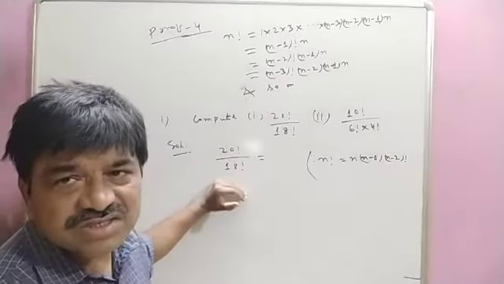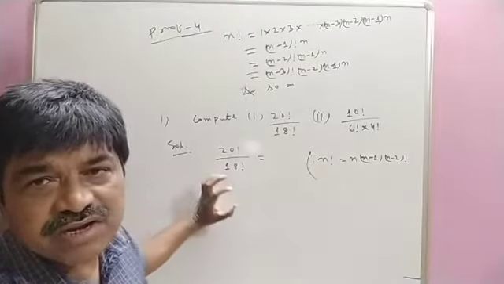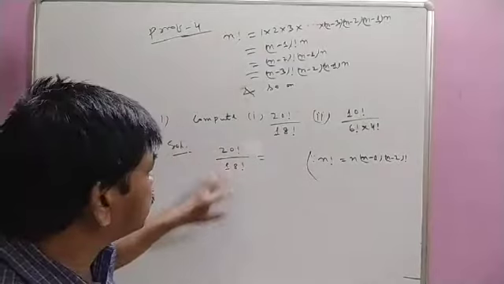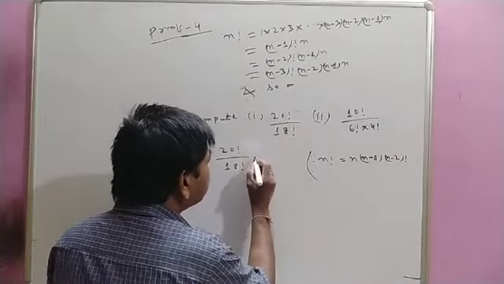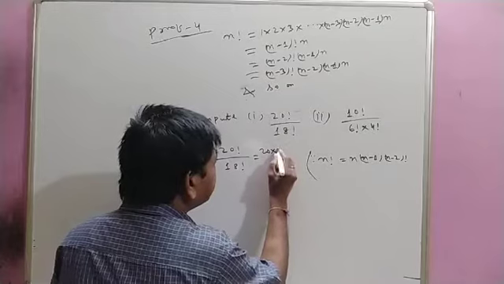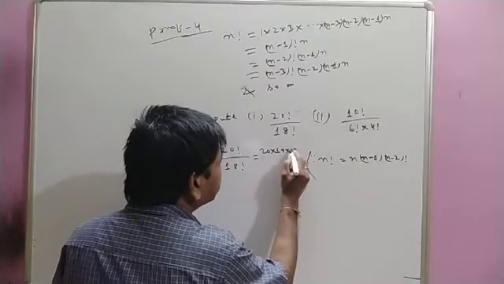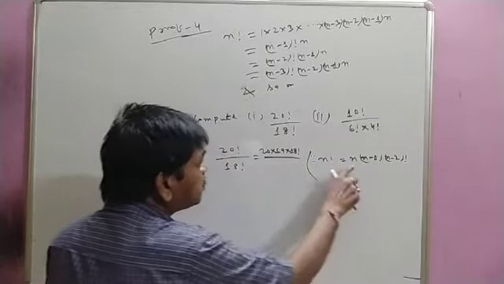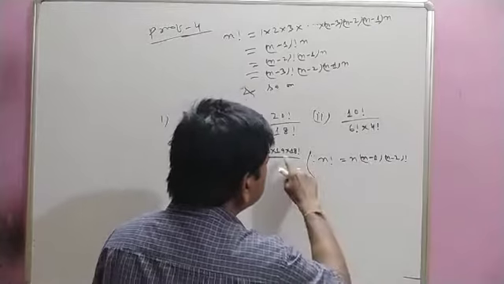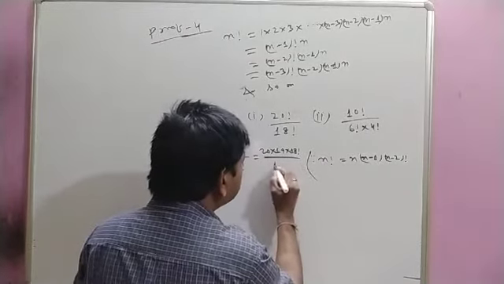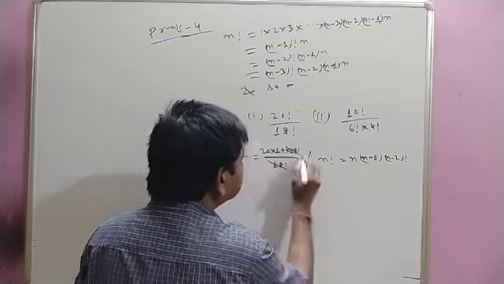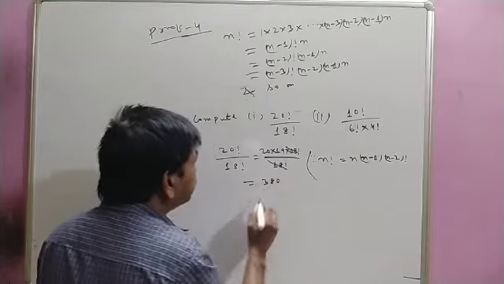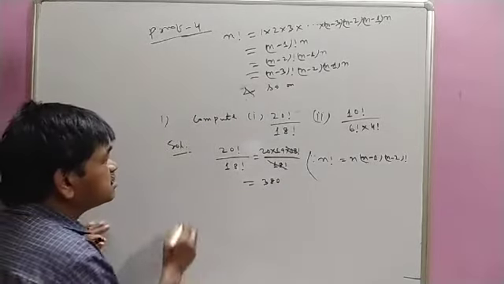Keep the smaller one as it is, don't change it. Express the bigger one in terms of the smaller one. So here the bigger one is 20 factorial, so express 20 factorial in terms of 18 factorial: 20 into 19 into 18 factorial, divided by 18 factorial. Now this gets cancelled. So 20 into 19 becomes 380. Are you clear? So this is the first bit.